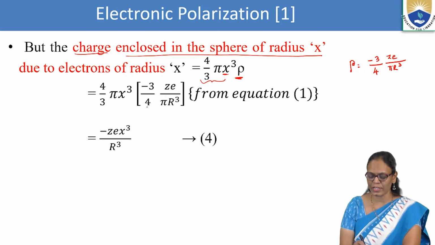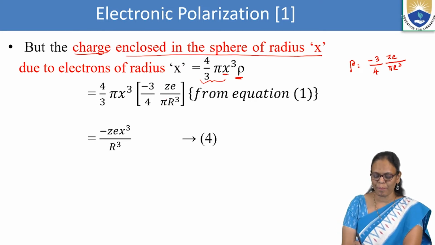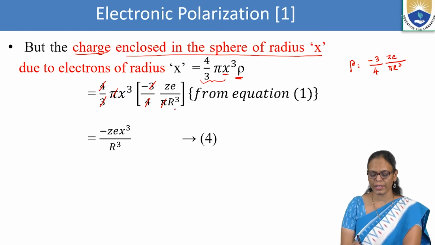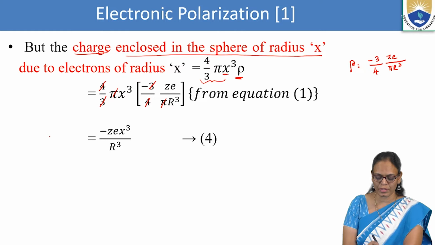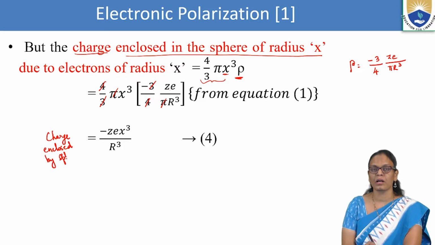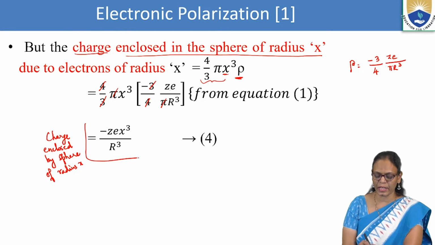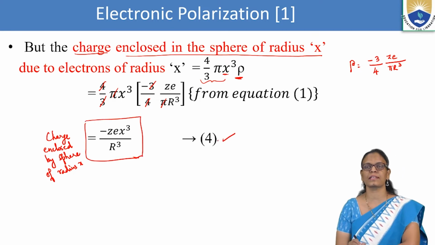So we can simplify this now. So how do we simplify? Pi and pi will get cancelled. 3 and 3, 4 and 4 will get cancelled. So what is there in the numerator? We have minus Z into x cube, and in the denominator we have r cube. So the charge enclosed by the sphere of radius x is minus Z into x cube by r cube, and we have taken this as equation 4.